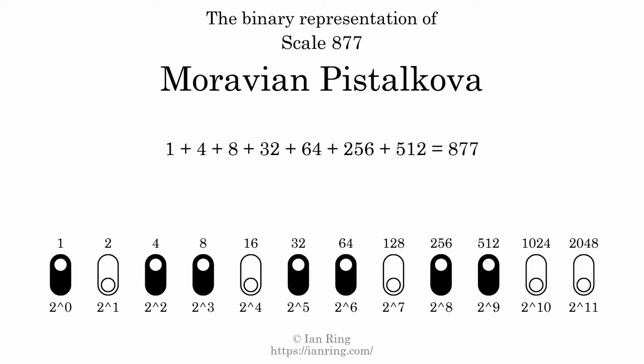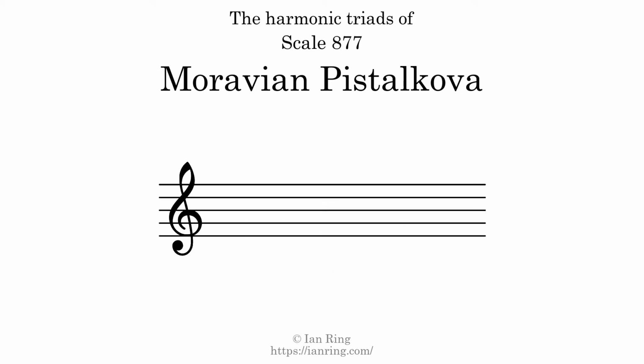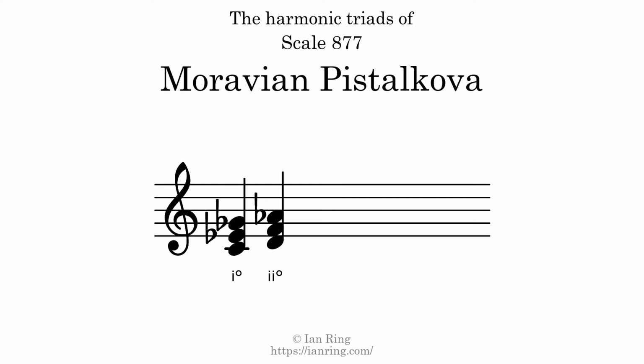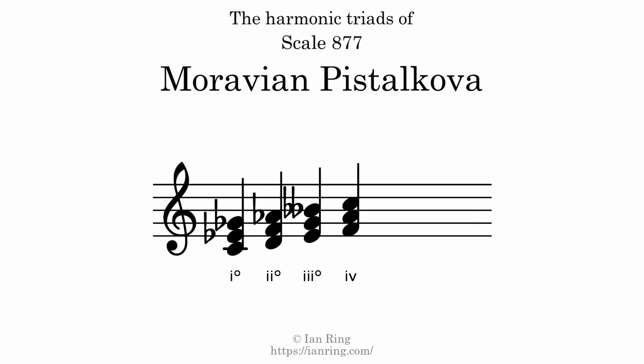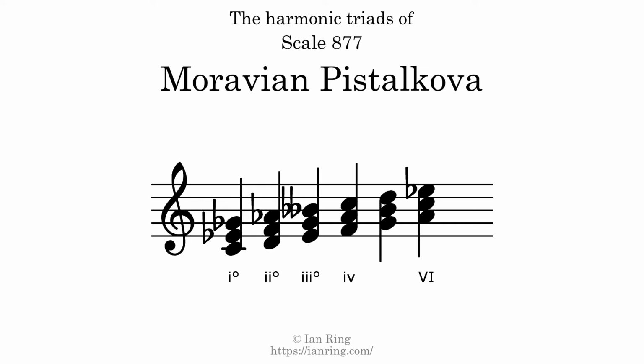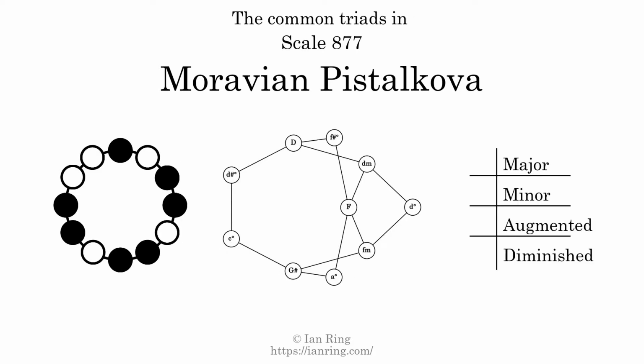The scale number not only enumerates the scale with a unique index, but it also literally describes the tonal content of the scale. Represented as a binary number in base 2, the scale number is 00110110101. Here are the harmonic triads present in this scale. Diminished. Diminished. Diminished. Minor. Unnamed. Major. Unnamed. Here are the common triads present in this scale.